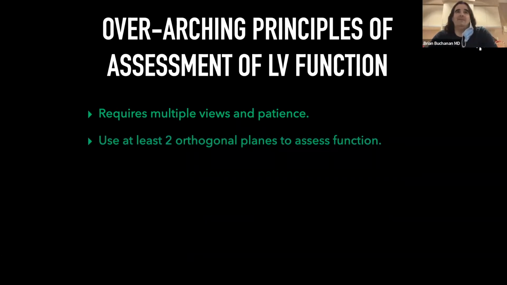So you need a lot of patience. And oftentimes, when I'm talking to learners on rotation here, I talk about two orthogonal planes. That's two planes at 90 degrees. So for example, if you have parasternal long, you should have a parasternal short. If all you have is an apical 4-chamber, well, if you have an apical 2-chamber, that's great because those are orthogonal planes. If you have a subcostal 4-chamber, hopefully you have a subcostal short axis. So if you only have the bare minimum, hopefully you have at least two of these planes.